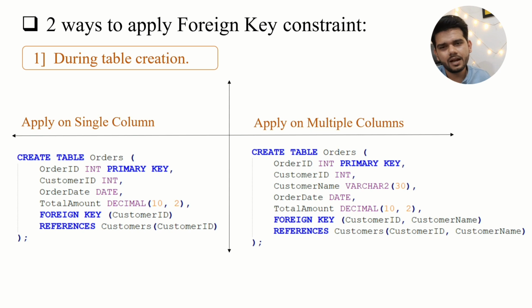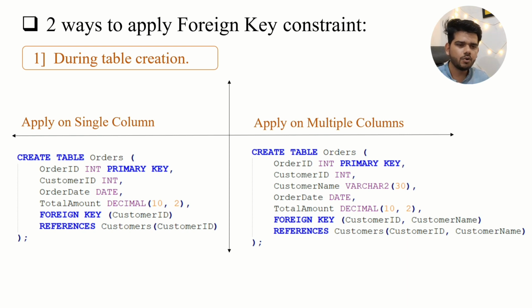Now let's see the first way. Under this, first we can see how the foreign key constraint is applied on a single column. So the given syntax says that the customer ID column, which is present as a primary key column in the customers table, we can make use of that in the orders table as a foreign key constraint or foreign key column. And if you talk about the foreign key constraint on multiple columns, then the given syntax says that the customer ID and customer name columns, which are present as a composite primary key in the customers table, we can make use of that in the orders table as a composite foreign key column.